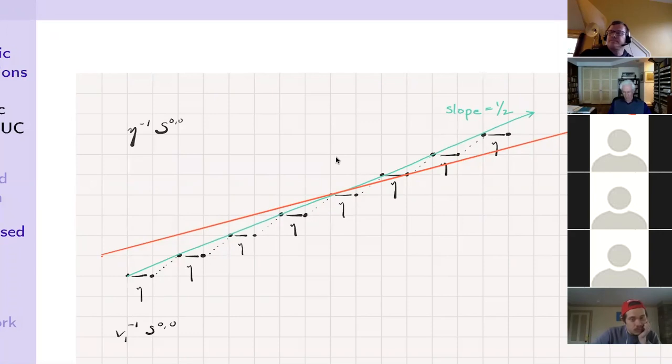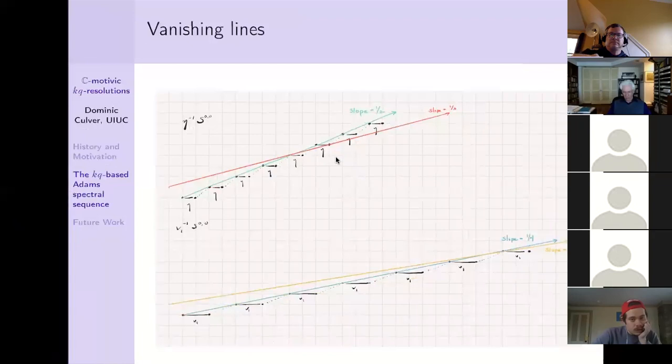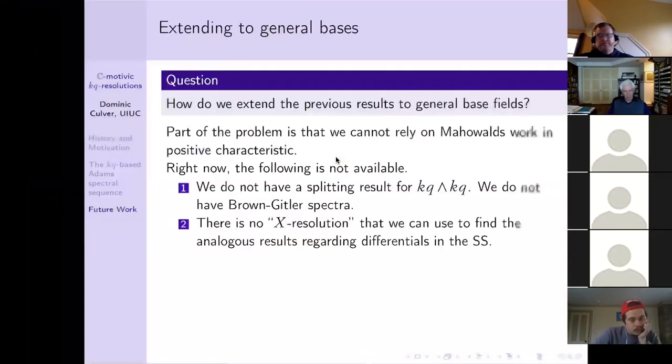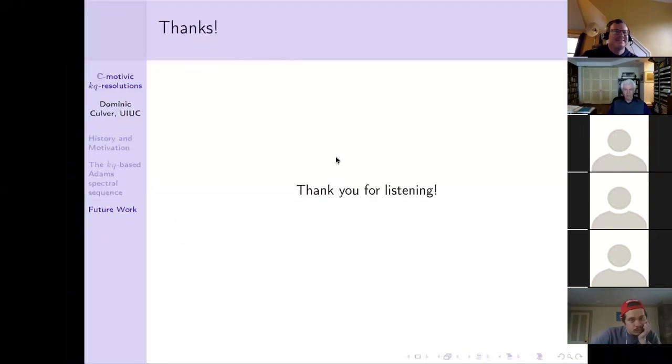So they're all on the 0 and the 1 line, and you can use this to recover the Andrews-Miller results. So anyway, blah blah blah, future work. Thanks for your time and attention.